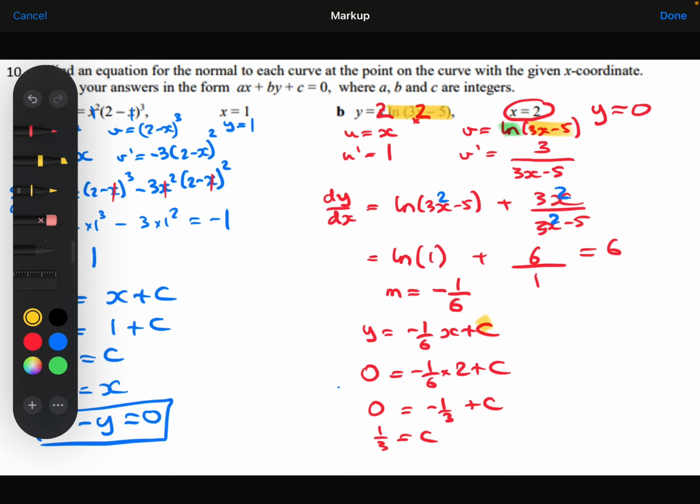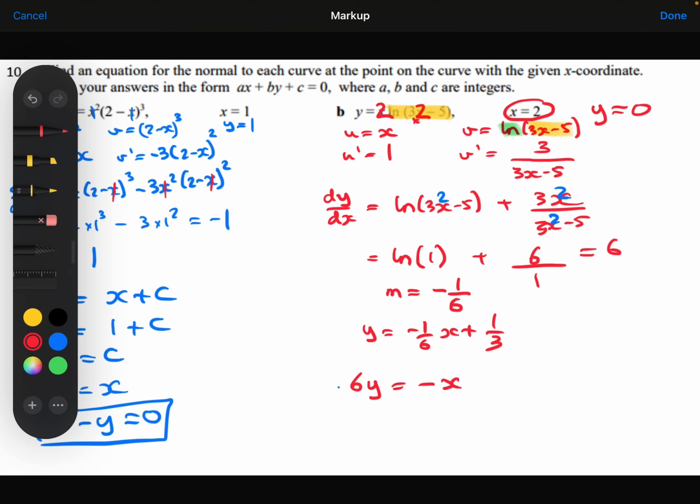So I can substitute that here. And now, just to simplify my answer, I'm going to multiply everything through by 6. And then add x to both sides, and subtract 2 from both sides, and that's my answer.